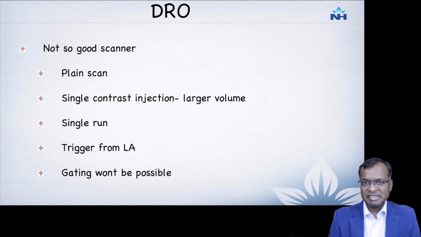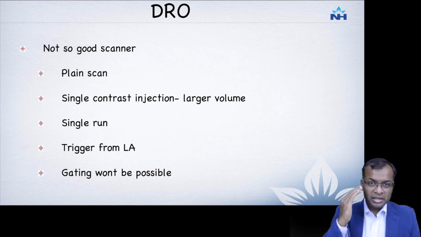If you have a not so good scanner, if it's not 64 rows of detector, then you do a plain scan and a single contrast injection. You may have to give a larger volume at a lower rate, so the contrast is there everywhere while the scan takes much longer to cover the entire pathology. Again, a single run, and this time, rather than triggering from the aorta, you may want to trigger from the left atrium. If you're triggering from the pulmonary artery, you may be triggering a little earlier.